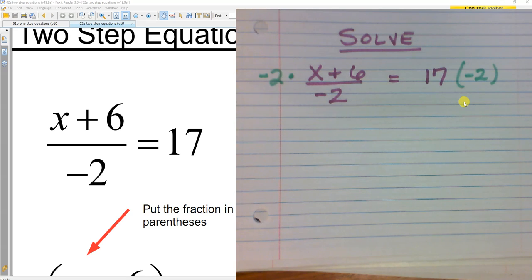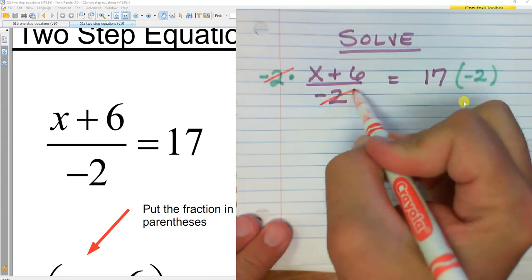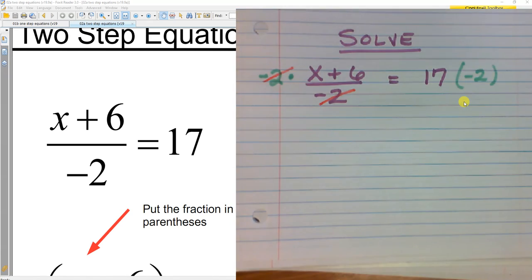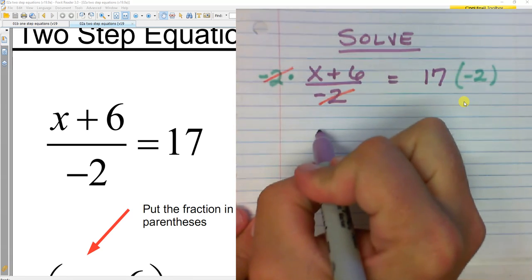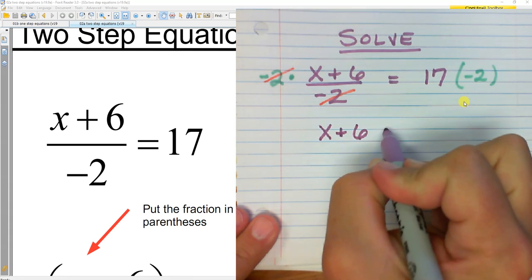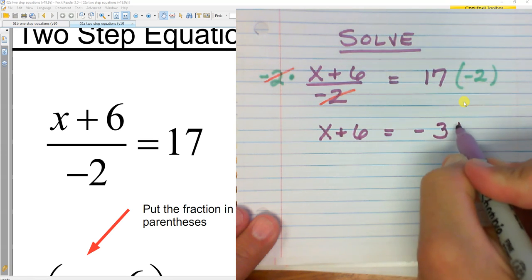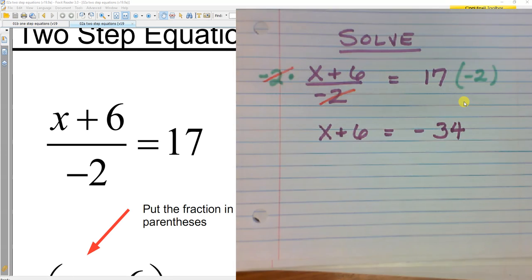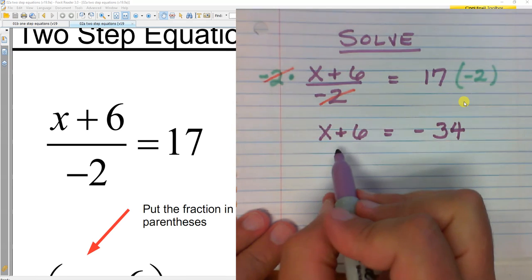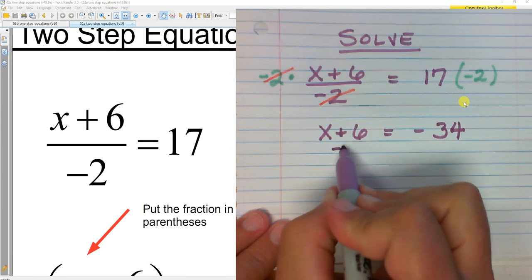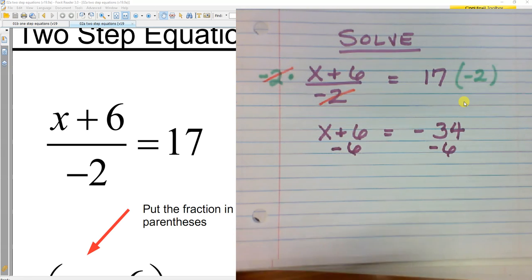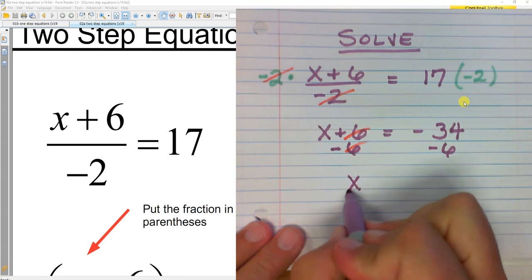Red marker of death and destruction. X plus 6 equals negative 34. Now, what do I want to do? I want to subtract 6 from both sides. Minus 6, minus 6. Red marker of death and destruction. X equals negative 40.